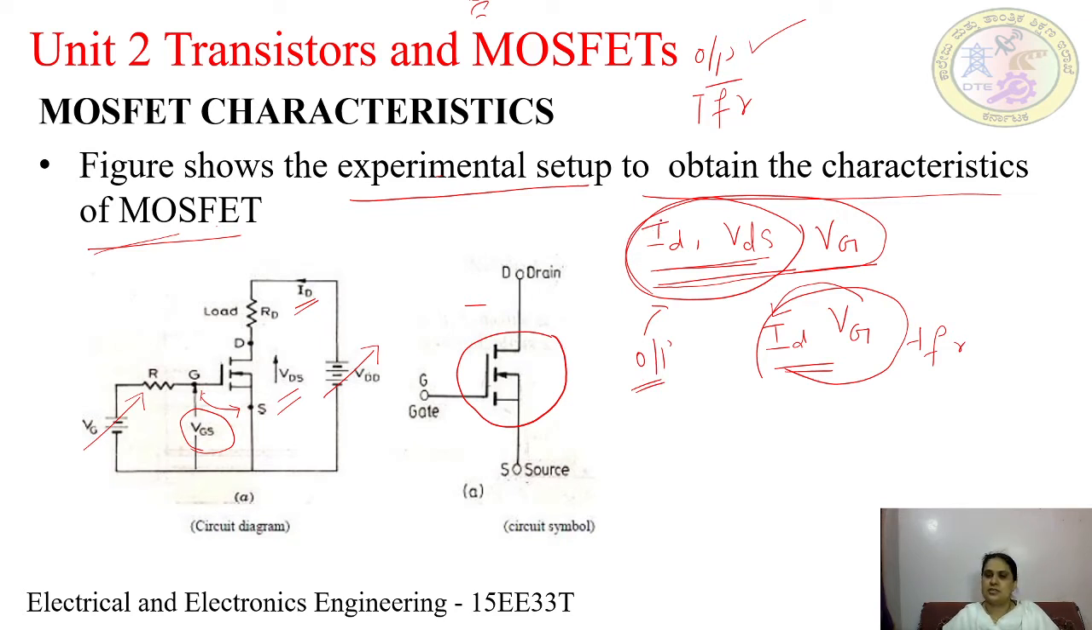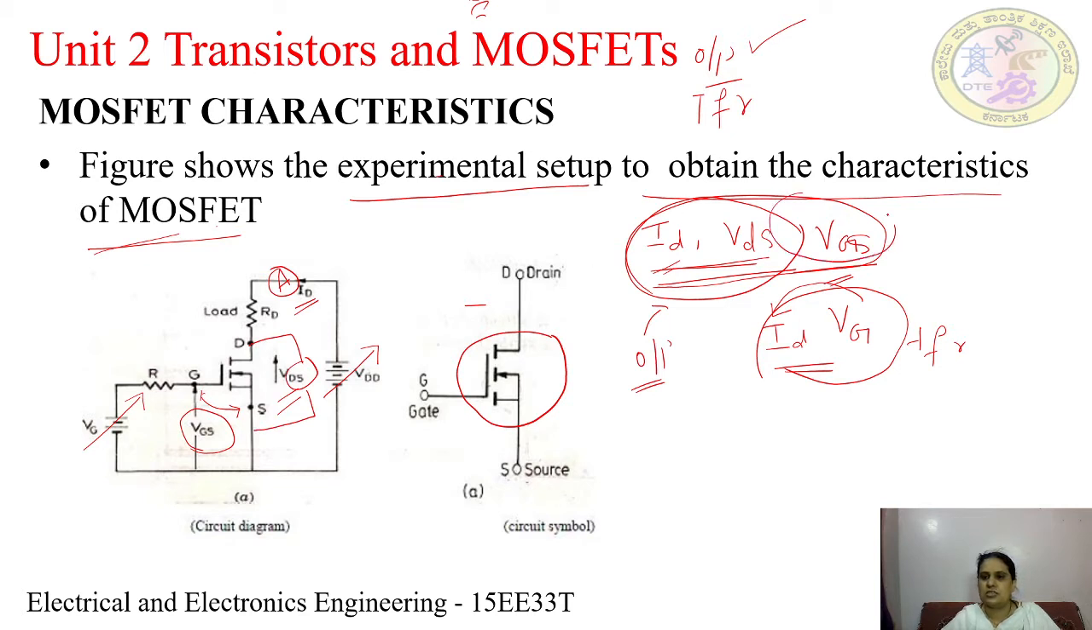ID we know is the drain current, VDS is the output voltage across the MOSFET, and VGS is the input voltage to the MOSFET. To read this drain current, we will connect a milliammeter so that we can read the value of ID. Then VDS is the output voltage. To read this one we will connect a voltmeter or a digital multimeter.